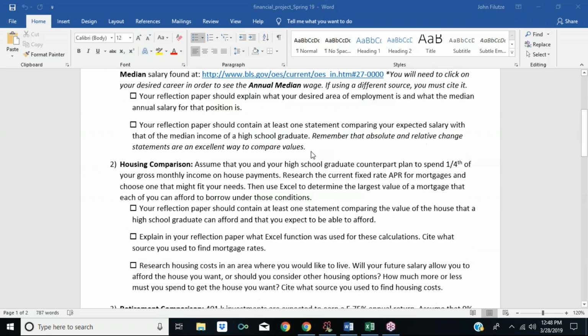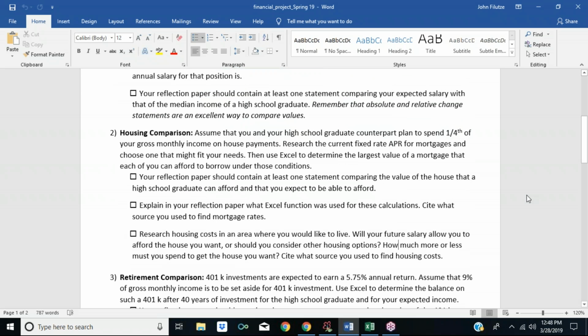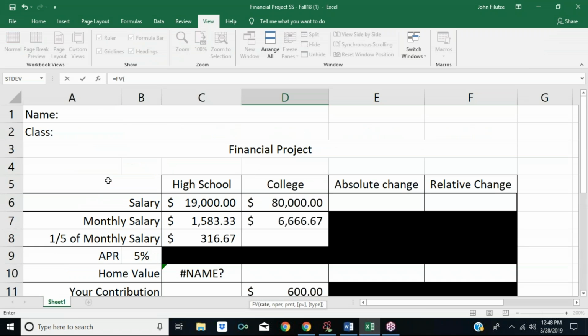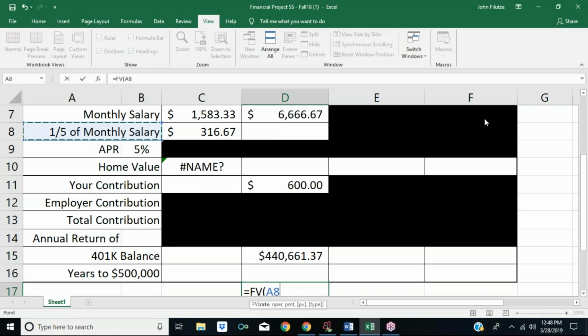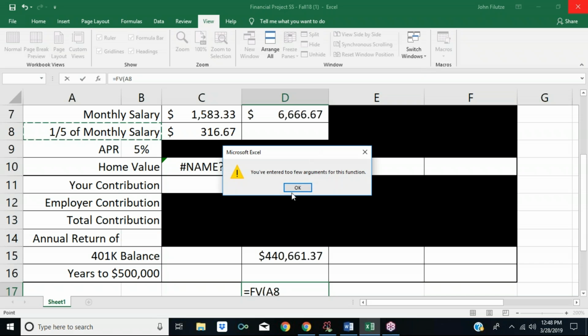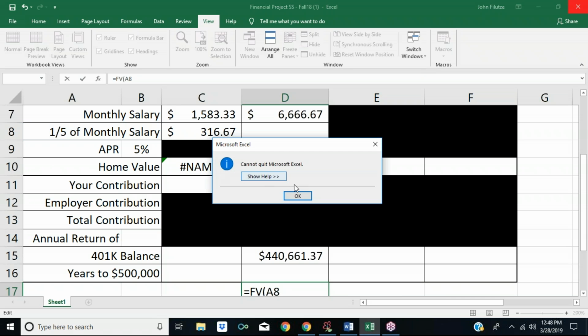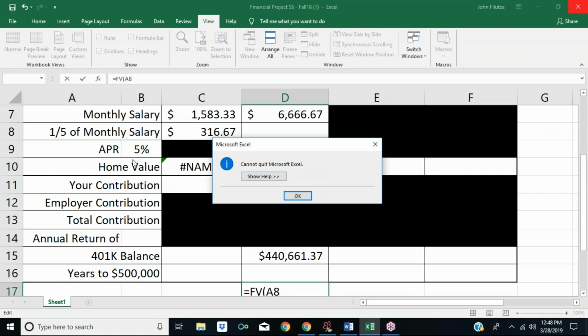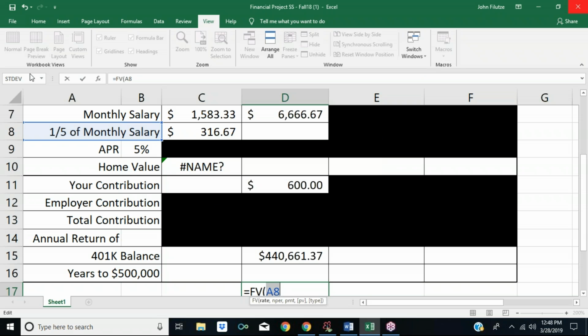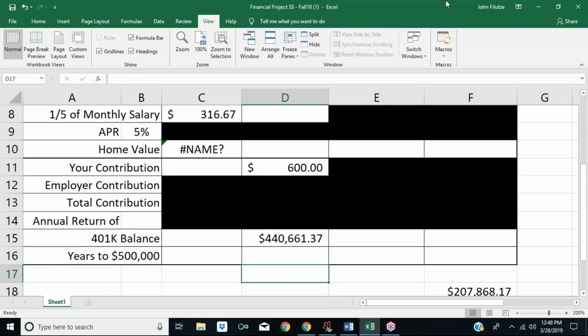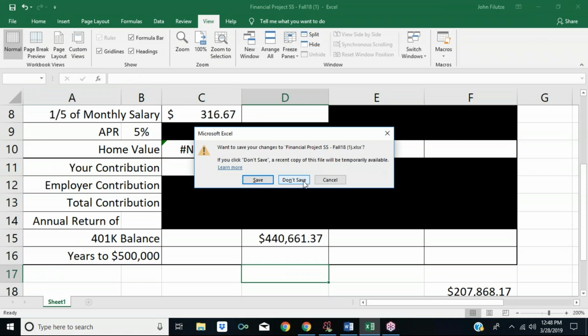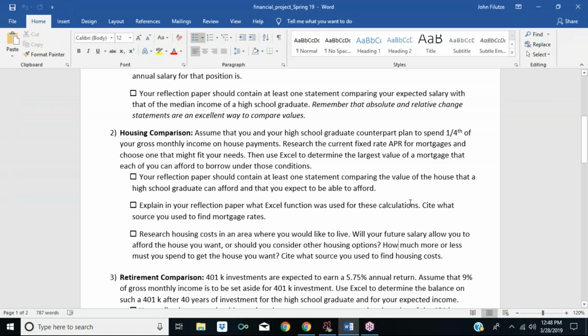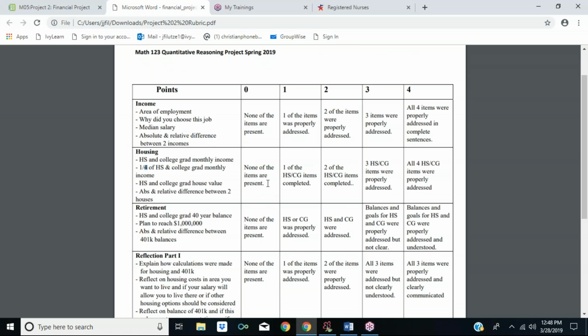So the housing, 1/4, yes. I think my Excel sheet is not correct. In my Excel sheet, it says 1/5, but it should be 1/4. Oh my goodness. Now I can close that out probably. All right, so there's the rubric.